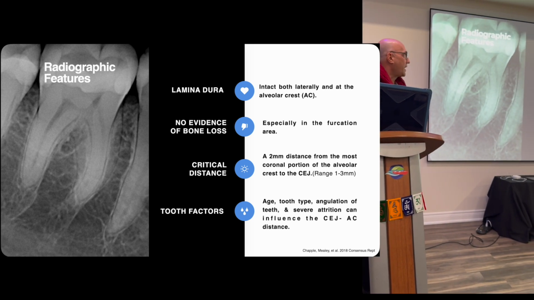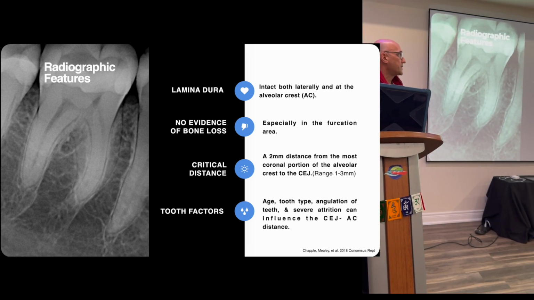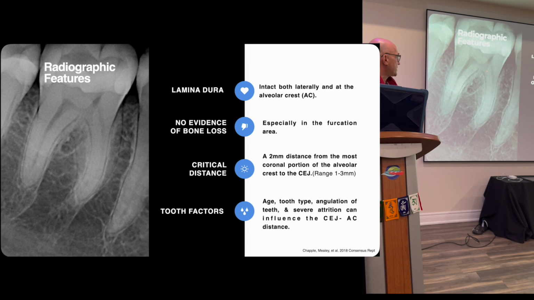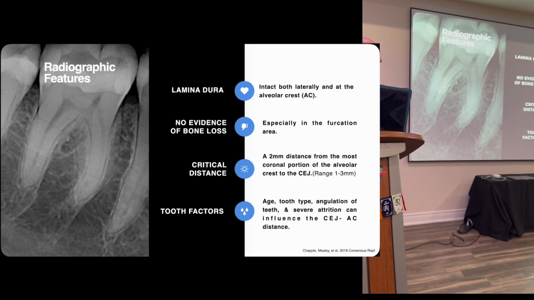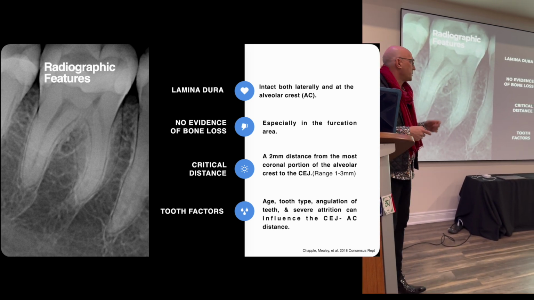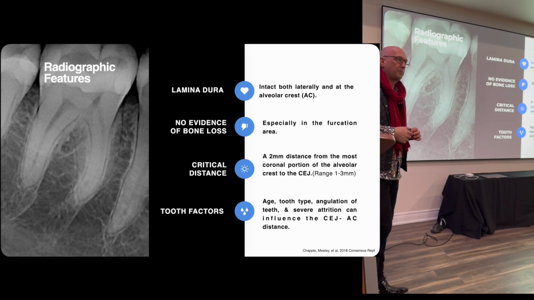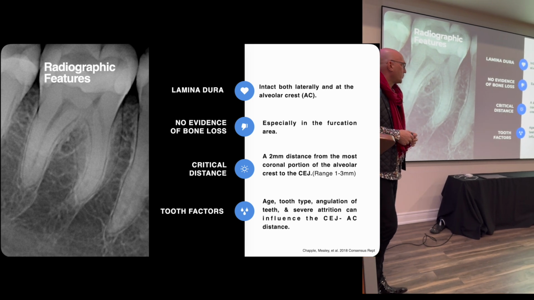Radiographic features of health: the lamina dura is intact both laterally and at the alveolar crest. So we see the lamina dura, we can follow that around. There's no evidence of bone loss, especially in the furcation area, so there's no visual bone loss. The critical distance is about 2 millimeters from the most coronal portion of the alveolar crest to the CEJ, and about 1 to 3 millimeters is reasonable. A little bit more in the maxilla than in the mandible.